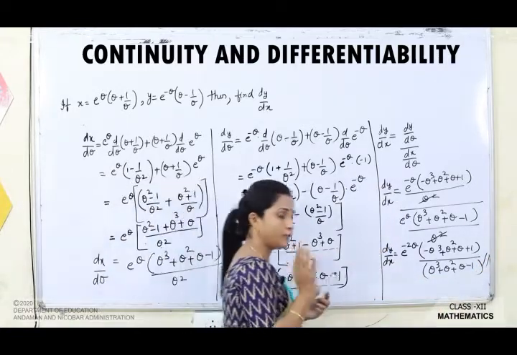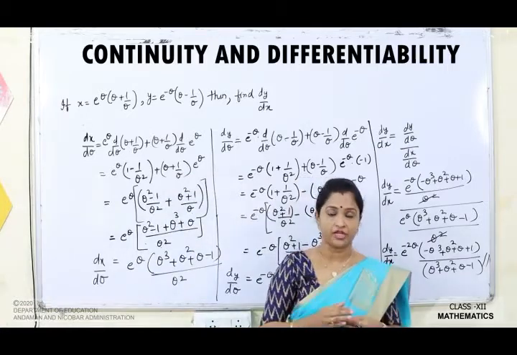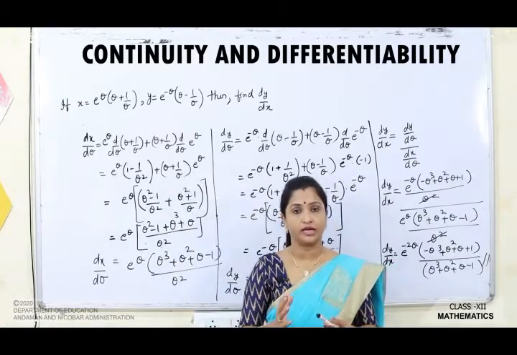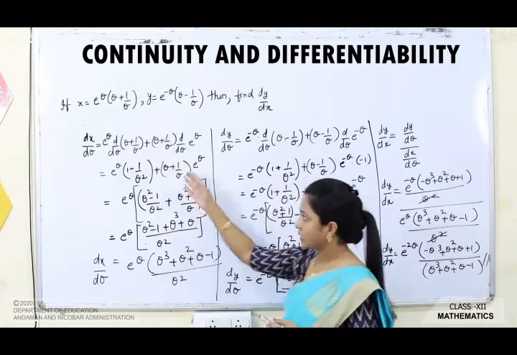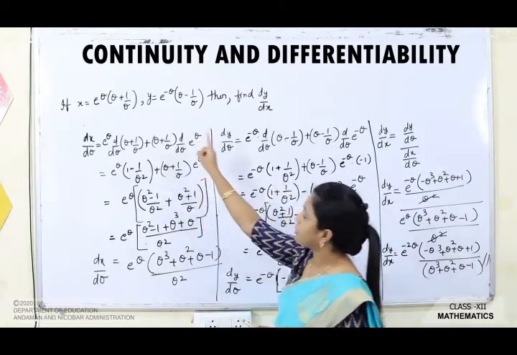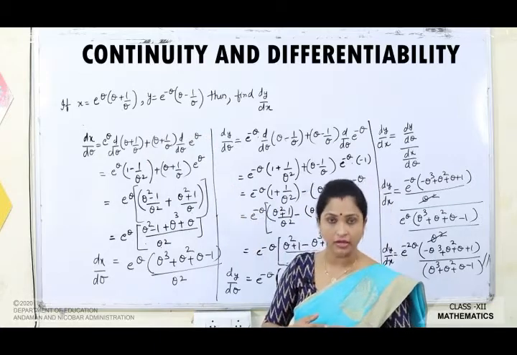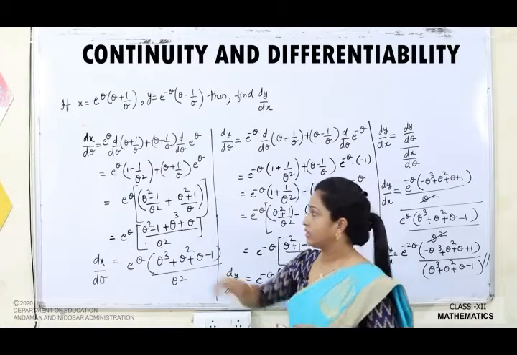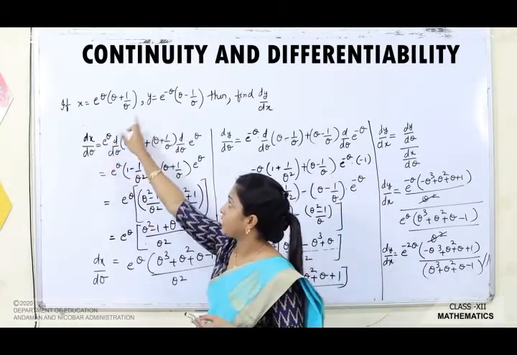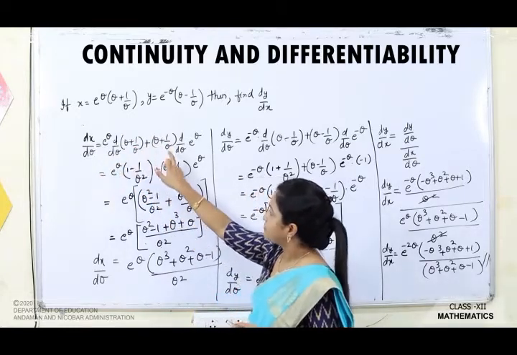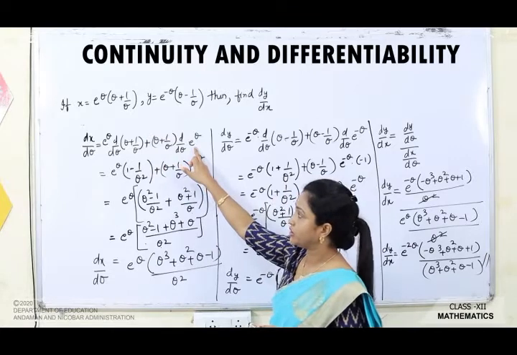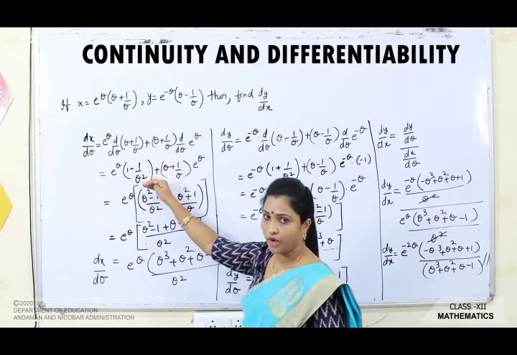If you know the proper method of differentiating, if you know chain rule, the formulas, I think any form will be easy for you. See, once again I am repeating here, you have to differentiate both x and y with respect to the third variable, that is theta. So here you have differentiated, you have to apply product rule, first function into derivative of second function plus second function into derivative of first function. You know differentiation, chain rule you have to apply.